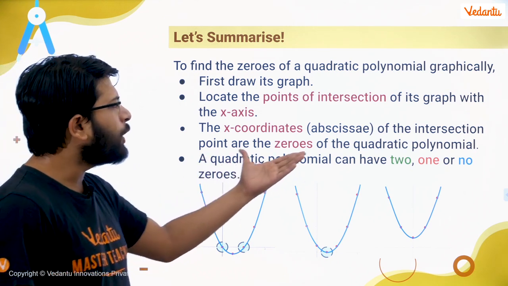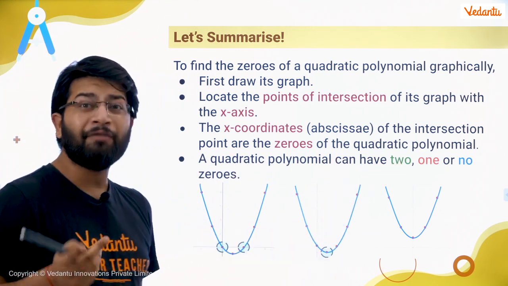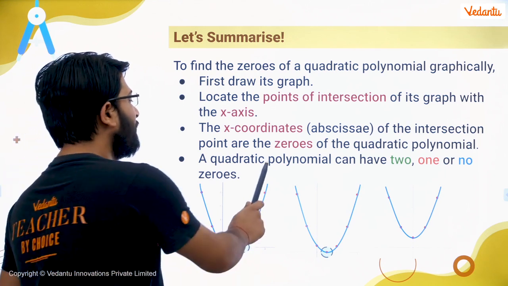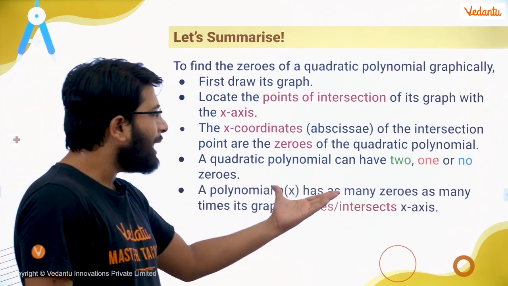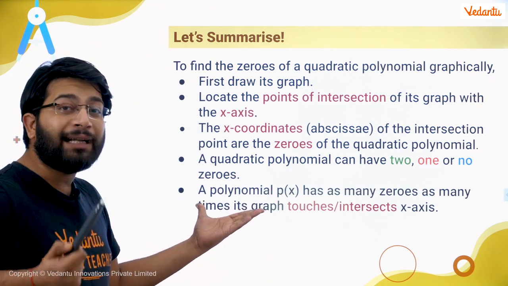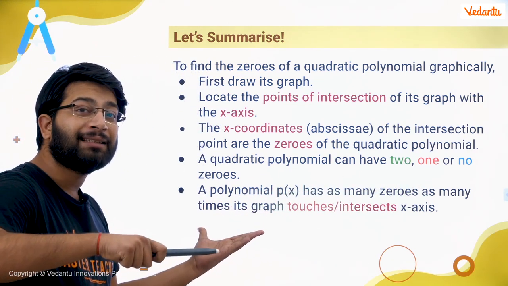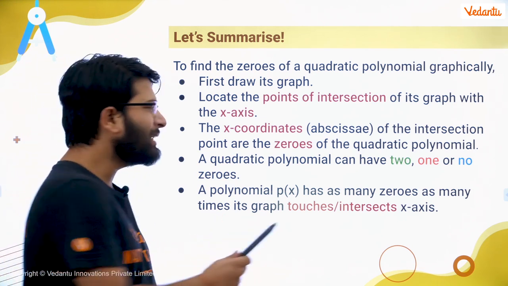And a quadratic polynomial can have 0, 1 or 2 zeros, okay? We have seen all these examples. Very good. After that, we have seen, guys, that a polynomial has as many zeros as the number of times it is intersecting the x-axis or touching the x-axis. I hope it is very clear, right?